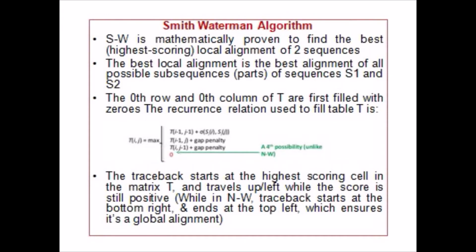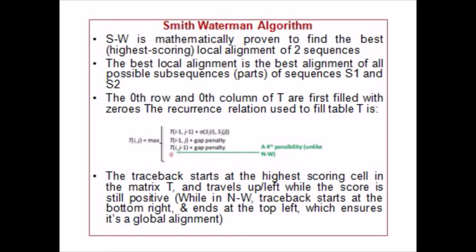The recurrence relation used to fill table T is T(i,j) equals max of T(i-1,j-1) plus rho of S1(i),S2(j), T(i-1,j) plus gap penalty, T(i,j-1) plus gap penalty, and 0. So a fourth possibility, unlike Needleman and Wunsch, has been added in Smith-Waterman.